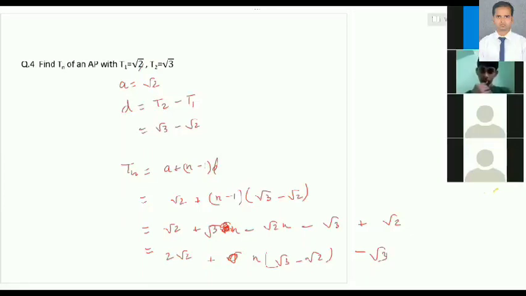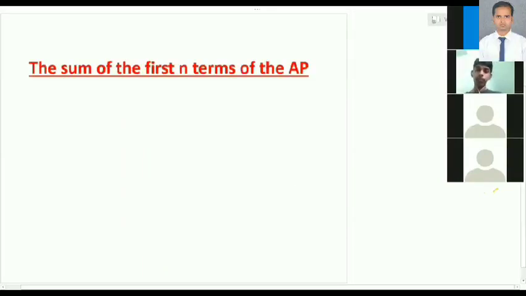Got the answer, sir. Okay. So got that. Easy only, I think all of you can get. Now, here we are going to find sum of n terms of an AP. What is the formula for sum of n terms? I think all of you know.